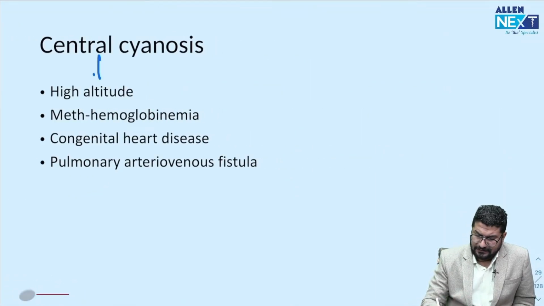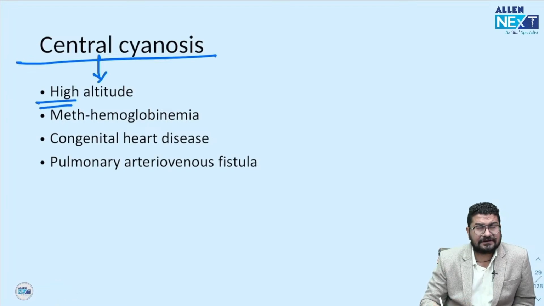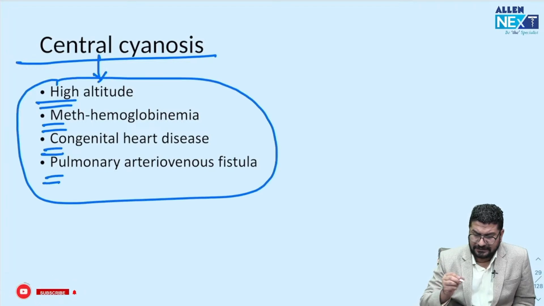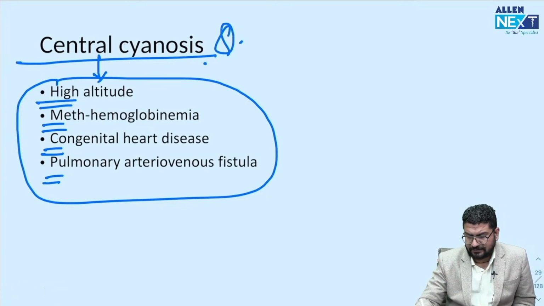Where we see central cyanosis, it is seen in high altitude, in methemoglobinemia, in some congenital heart disease and pulmonary AV fistula. So these are the causes. They can ask you all are causes of central cyanosis except this; the question also came in the last attempt.